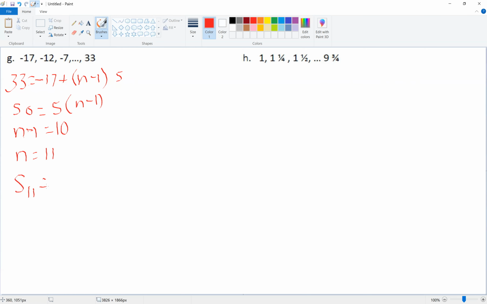So then S11 equals 11 over 2 times negative 17 plus 33, which is... You mean plus 33. Plus 33. So that's 16. So 11 over 2 times 16, which is 88.